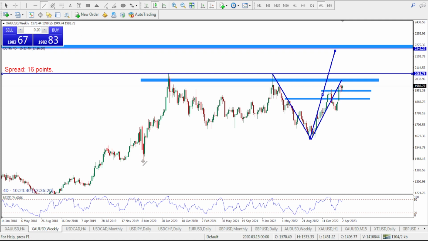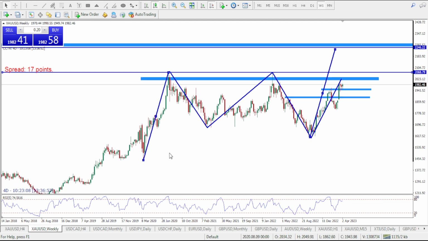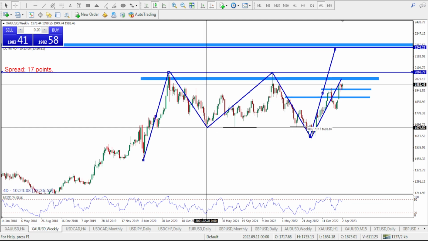So this ABCD pattern is going to complete at 2246.22. I did it in front of you right here. See, and this is an old level. This is an old level. This one.